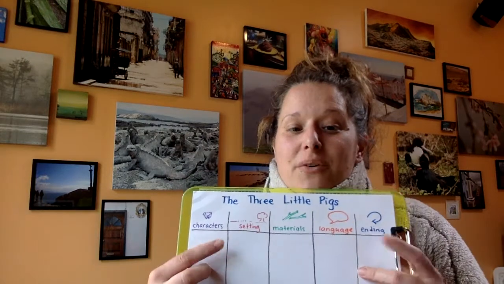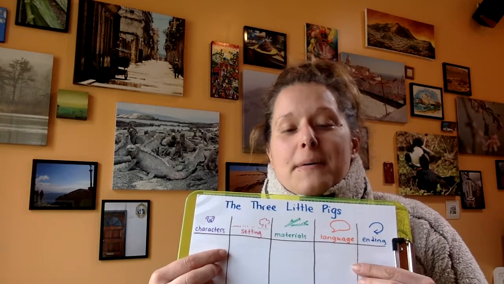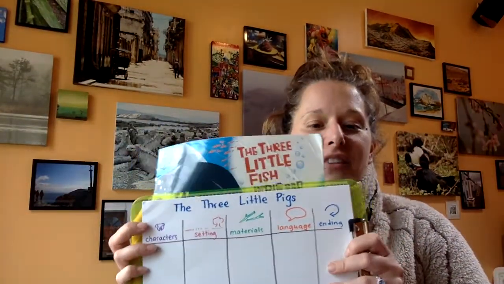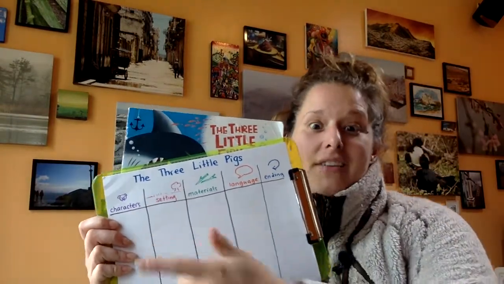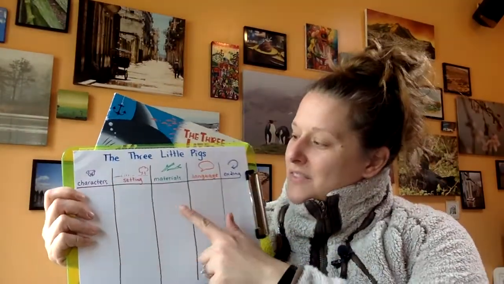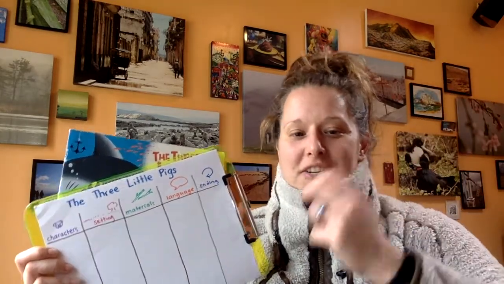So by now, hopefully you have filled in this chart. You've written down what the characters were, the setting, and let's go over that together. So in this story, The Three Little Fish and the Big Bad Shark, the characters were three fish and a shark, right? Like it says in the title. The setting was the ocean. Sorry, there's something on the screen. The materials for the three houses, they didn't use straw, sticks, and bricks. This time they used seaweed, sandcastle, and a sunken ship or a shipwreck.